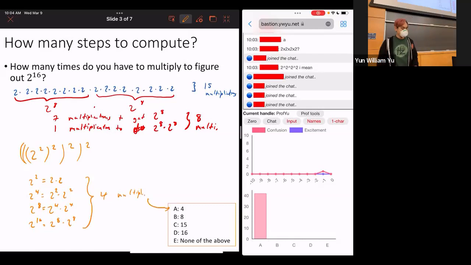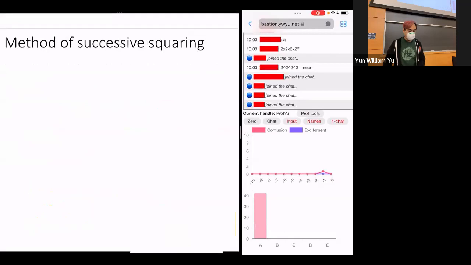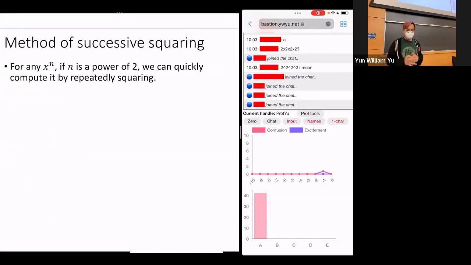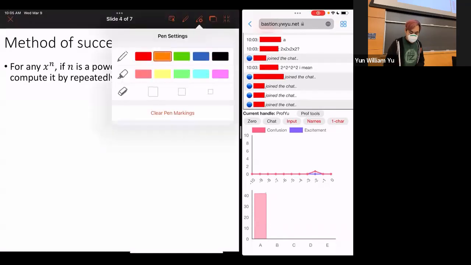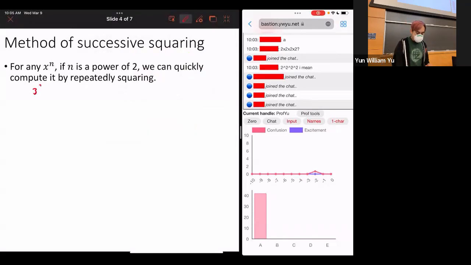Okay. So this is what we call a method of successive squaring. We didn't give this a name earlier, but one name is successive squaring for any x to the n if n is a power of 2. So 16 is a power of 2. Well, we can quickly compute it by repeatedly squaring. So for example, if you wanted to compute any power of 3 that is a power of 2, you can quickly get 3 squared, 3 to the 4th, 3 to the 8, 3 to the 16, 3 to the 32, and so on, right?